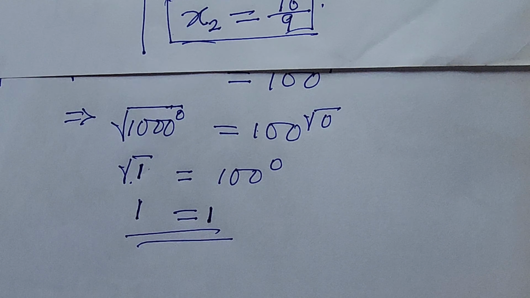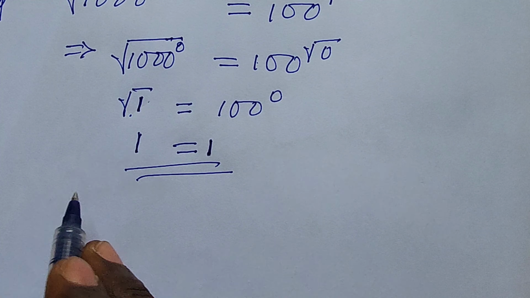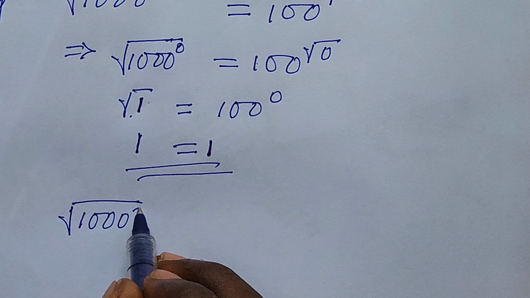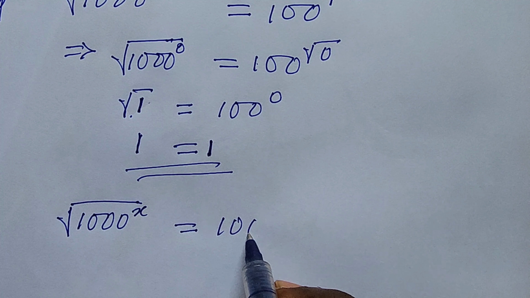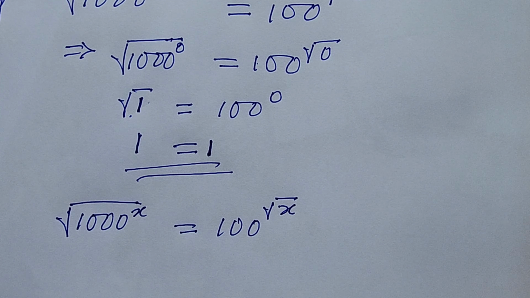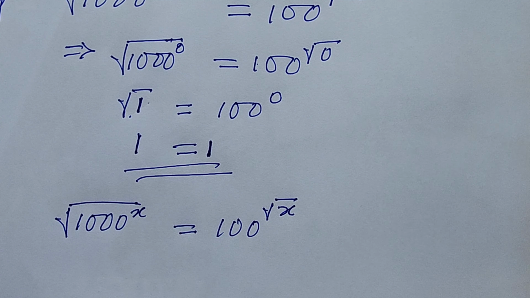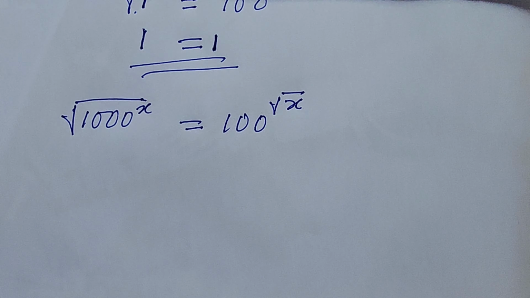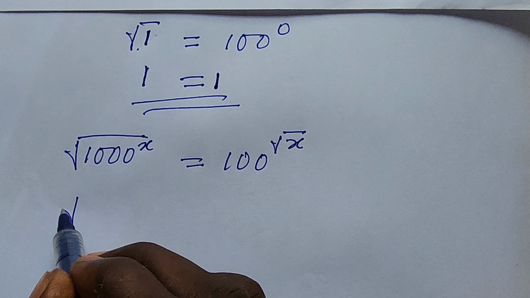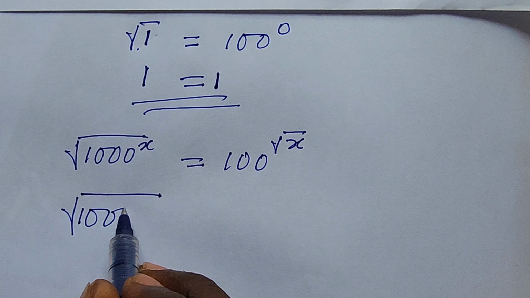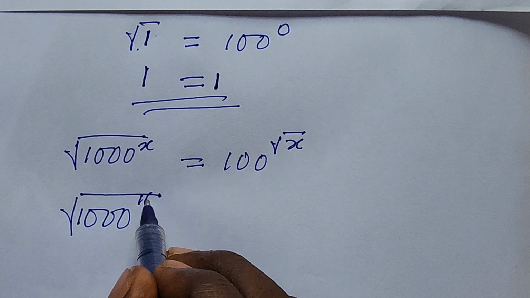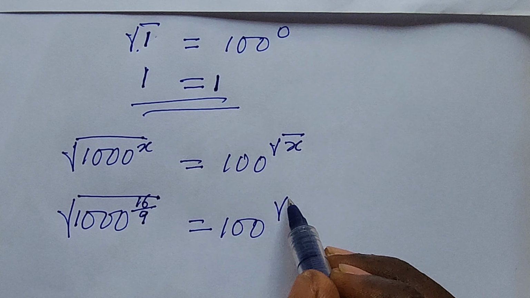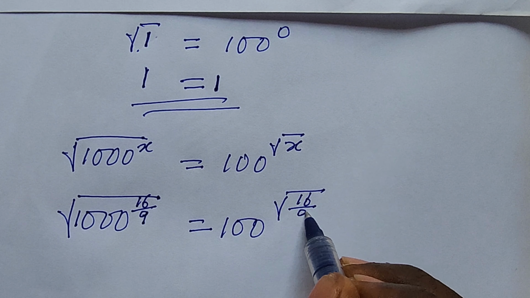So let's go to our case 2. In case 2, we have the square root of 1000 to the power of x equal to 100 to the power of the square root of x, right? Remember, here we have x equal to 16 all over 9. So wherever we see x, let's put in 16 all over 9. This is going to give us the square root of 1000 to the power of 16 all over 9, equal to 100 to the power of the square root of 16 all over 9.